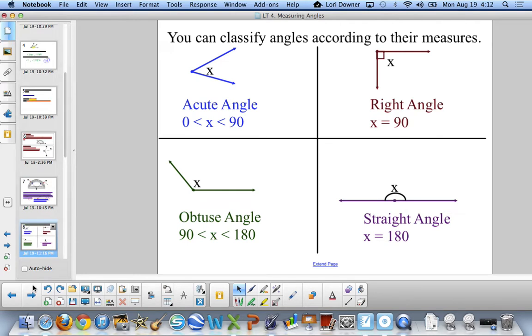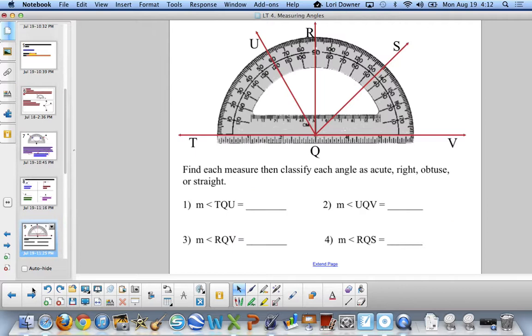You can classify angles according to their measures. Anything less than 90 is acute. If it is 90, it's right. Obtuse is between 90 and 180. And then a straight angle is equal to 180. Pause the movie, answer these 4 questions, then press play when you're ready.